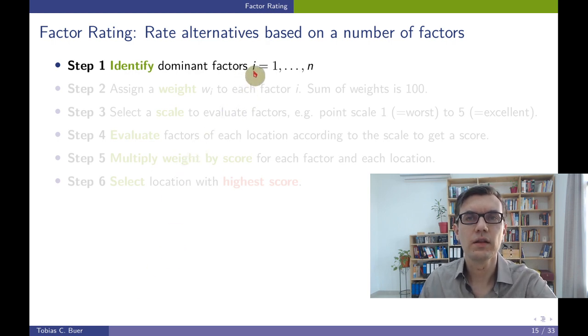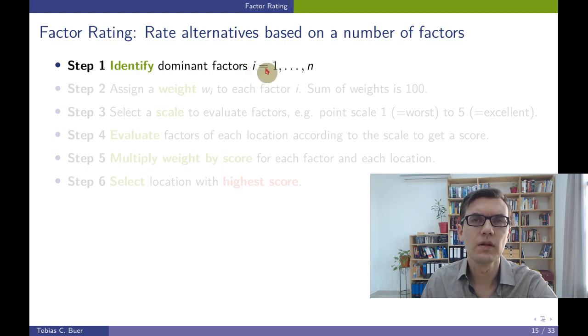I write this in the following way. Each factor has a number, factor 1, 2, 3, 4, and this goes until n. So in total we have n factors. And I write it like this: i equals 1 to n. i is an index, and we use it as a placeholder for an arbitrary factor.